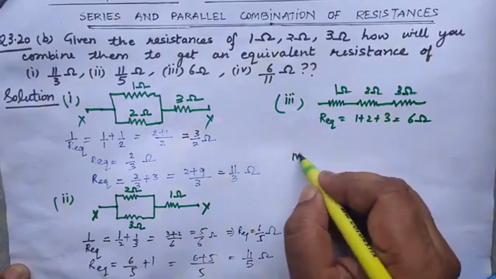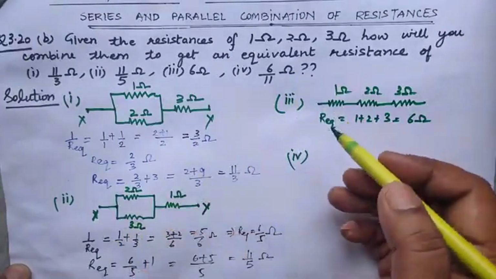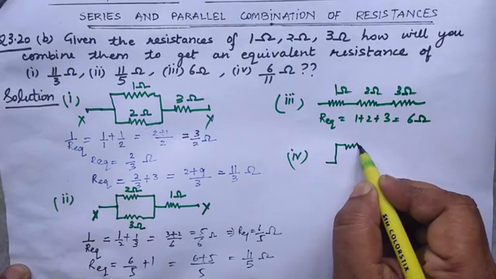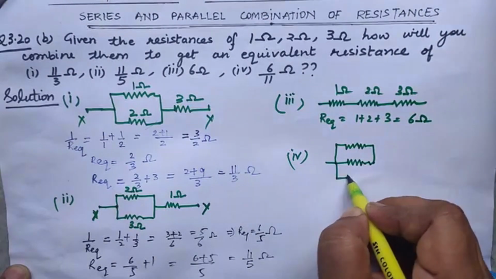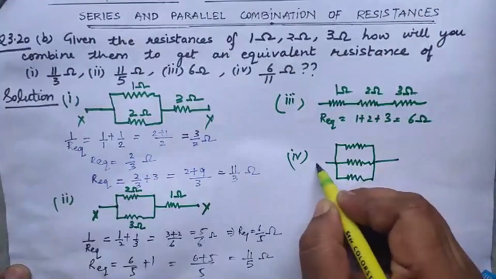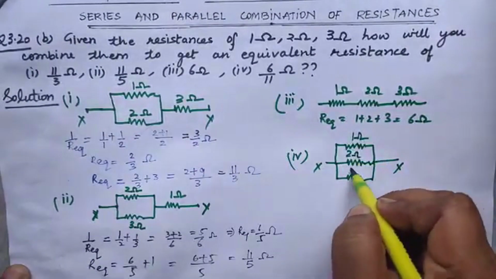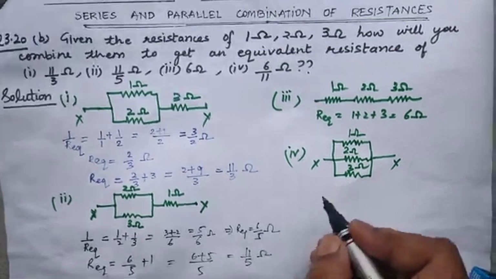Okay. Now the last part, 6 by 11. So one series we have. Let us try the parallel also. We put all the three resistances in parallel with each other and check the value. It is 1 ohm, 2 ohm and 3 ohm. Let us check this value and see what values we get in the combination of resistance.